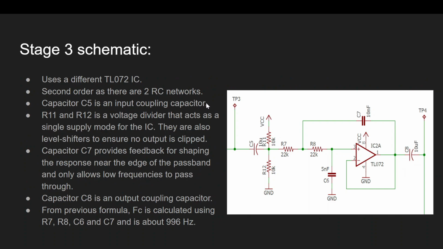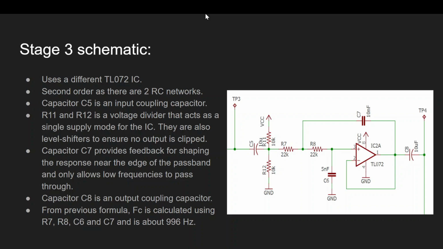This is the schematic for stage 3. We can see that stage 3 uses a different TL072 IC and it is second order as there are two RC networks. Capacitor C5 is an input coupling capacitor and resistors R11 and R12 are a voltage divider that acts as a single supply mode for the IC. They are also level shifters to ensure no output is clipped.